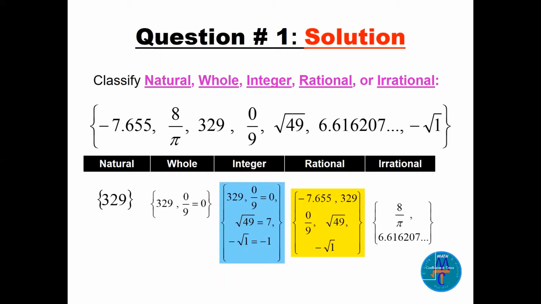What are the irrational numbers? 8/pi and 6.616207... Not repeating, not terminating. Remember, the last one is tricky. 6.616227, etcetera, means not repeating, not terminating.